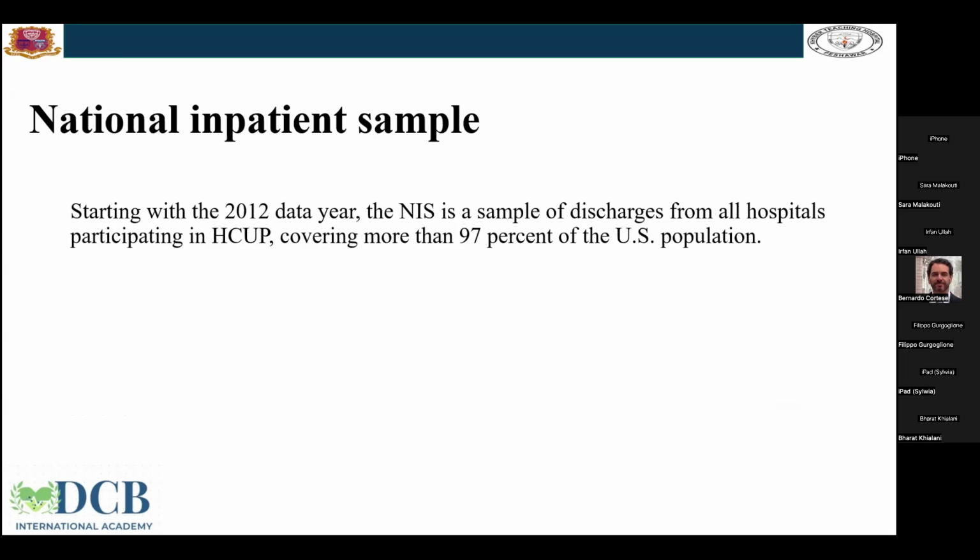National Inpatient Sample database: starting with the 2012 data year, the National Inpatient Sample includes discharges from all hospitals participating in HCUP, covering more than 97% of the US population. Very large database. It usually uses ICD-9 codes until 2015, and from 2015 onward, someone who wants to explore it can use ICD-10 codes.